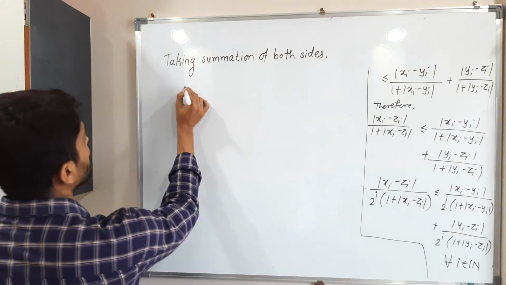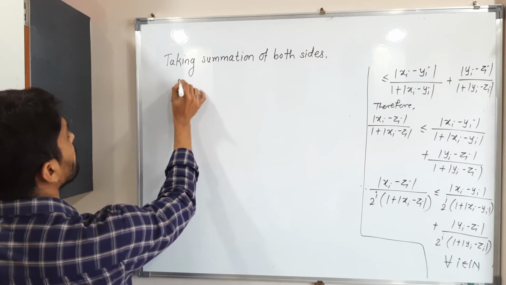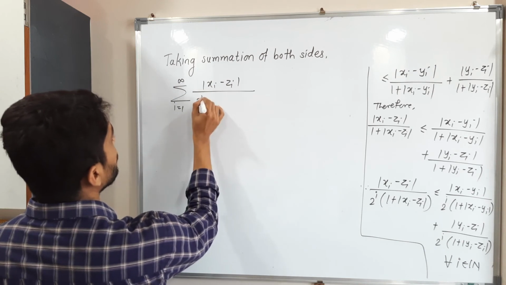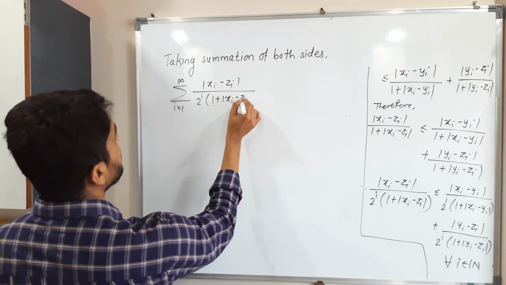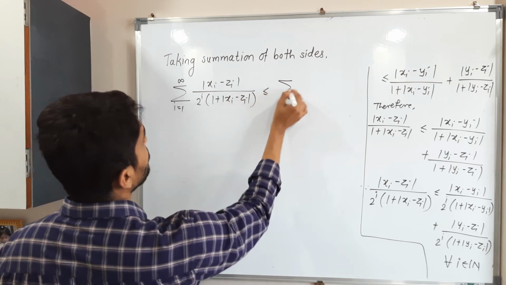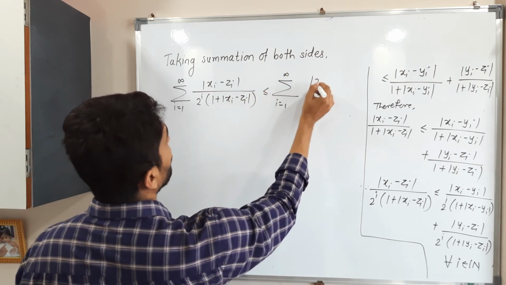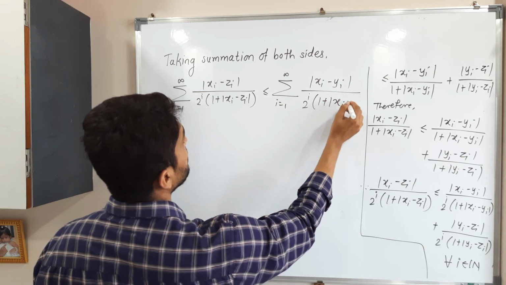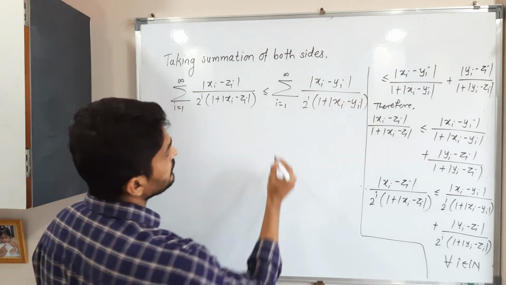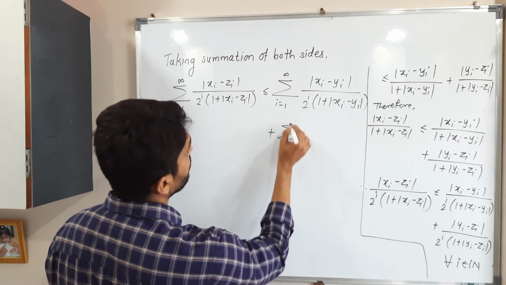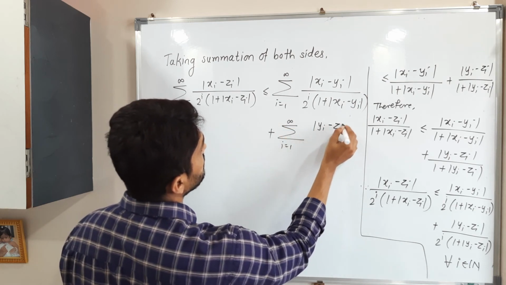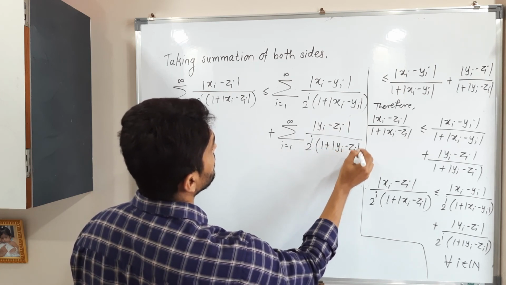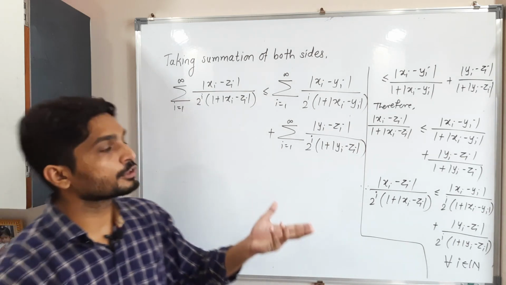So here I will write summation i running from 1 to infinity, mod xi minus zi divided by 2 raised to i times 1 plus mod xi minus zi, less than or equal to summation i running from 1 to infinity mod xi minus yi divided by 2 raised to i times 1 plus mod xi minus yi, and here one more term is there, plus summation i running from 1 to infinity mod yi minus zi divided by 2 raised to i times 1 plus mod yi minus zi. So yes, this is the definition which is given to us.